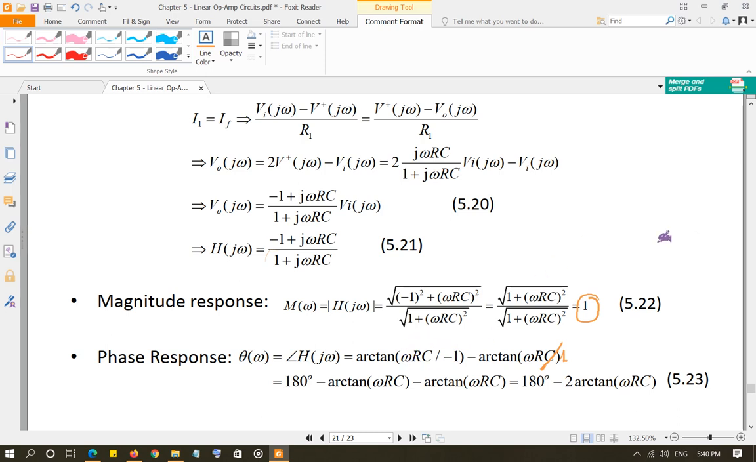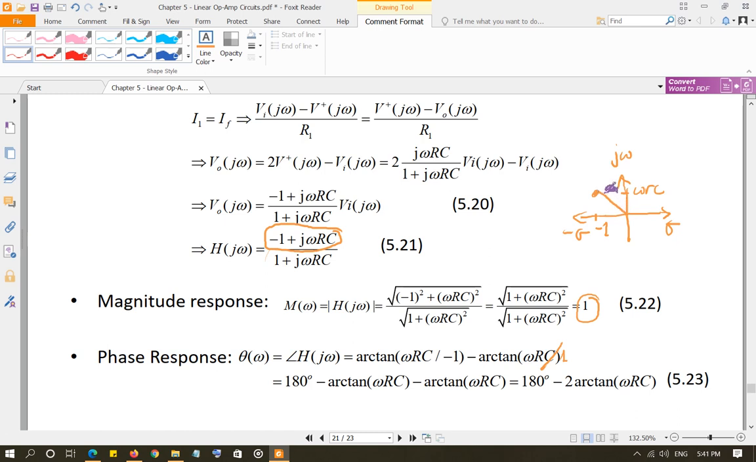Now where this component is located, remember, if you remember your complex numbers, and I always emphasize the importance of complex numbers, not to forget about them. This is your complex plane, your sigma, your j omega. In the first quadrant you have a positive real and positive imaginary number. In the second quadrant you have a negative real number and a positive imaginary number. So this is in the second quadrant, right? So it is negative 1 and omega RC. So this point is located right here.